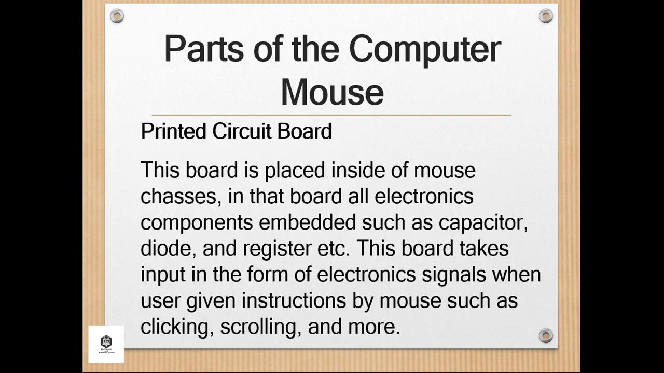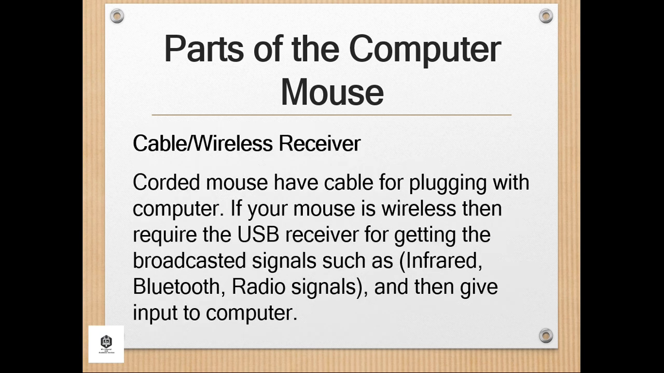Printed circuit board. This board is placed inside the mouse chassis. In that board, all electronic components are embedded such as capacitor, diode, and resistor, etc. This board takes input in the form of electronic signals when the user gives instructions by mouse such as clicking, scrolling, and more.